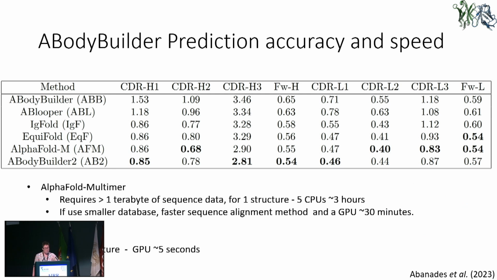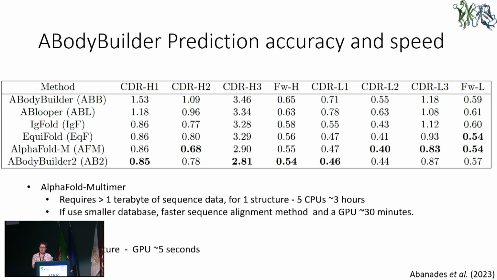Just as Jeff was talking about, we set about building a structure predictor for antibodies. Our original homology modeling method was called ABody Builder. Yes, I do let my students name the tools. You may have heard Jeff mention Anarchy. It all gets worse. But ABody Builder was at the time basically state of the art for homology modeling. There were loads of other tools that could do that too, but we were one of them. And then these deep learning tools started to arrive. AbLooper was one of ours, IgFold that Jeff mentioned, Equifold, we've got AlphaFold modeler in there, and then this is ABody Builder 2 across the bottom there.